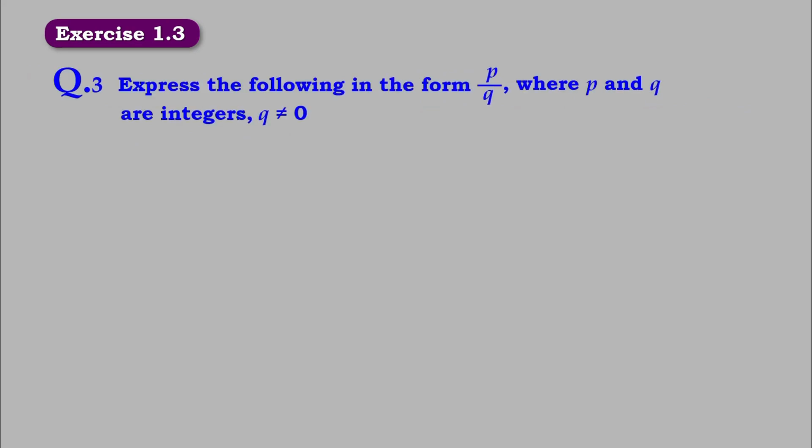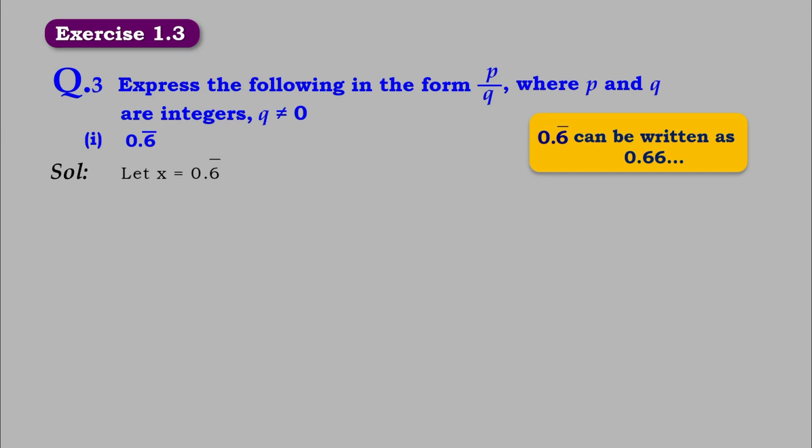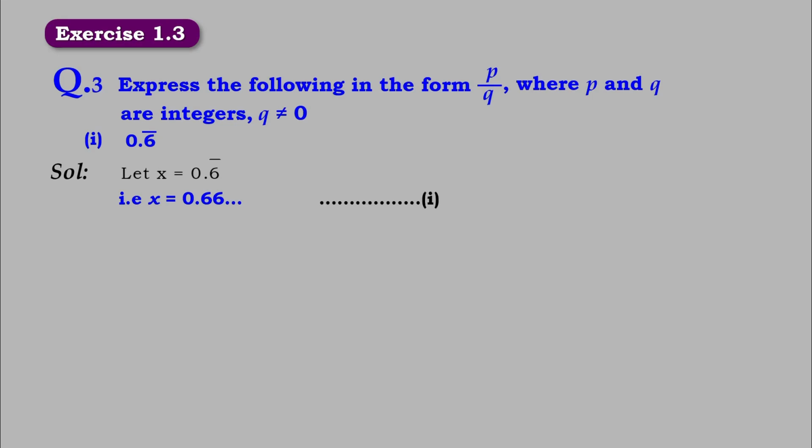Now next question. Express the following in the form P by Q, where P and Q are integers and Q is not equal to 0. It's 0.6 bar. Now let us take 0.6 bar as x. So 0.6 bar can also be written as 0.6666, which will continue. So x equals 0.66 dot dot dot. Let us call it equation number 1.